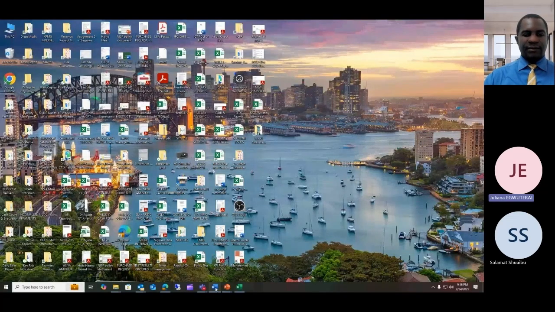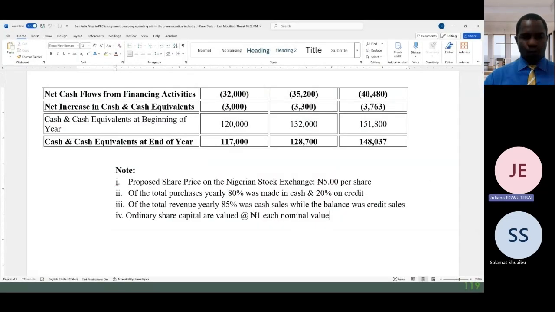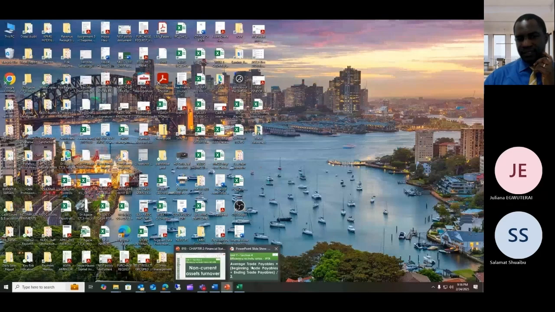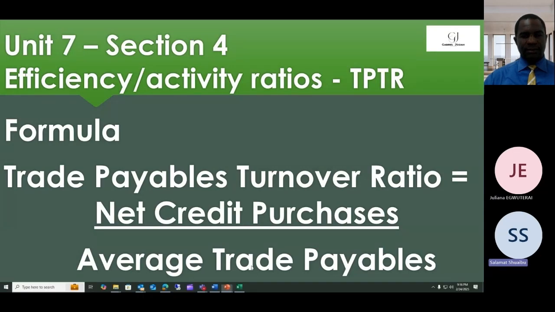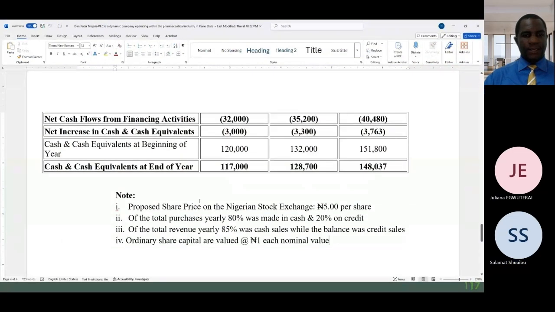So it's credit purchase. Exactly. 20%. Exactly. Yeah, so we have a caveat there. Total cash purchase is 80 and credit 20.